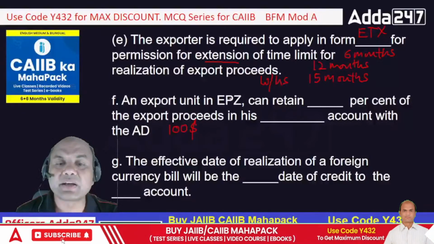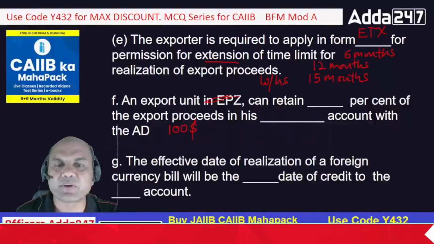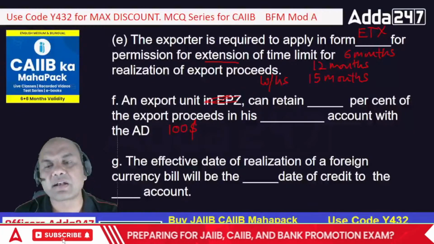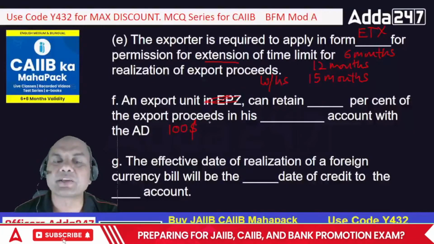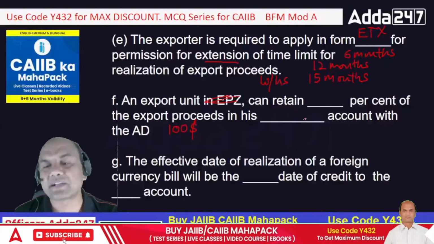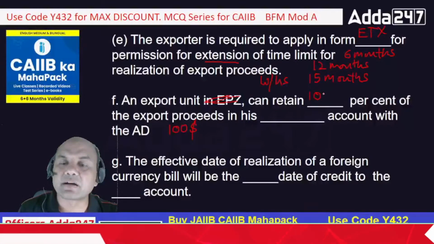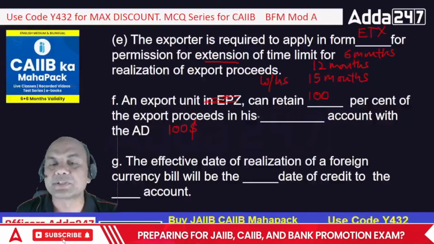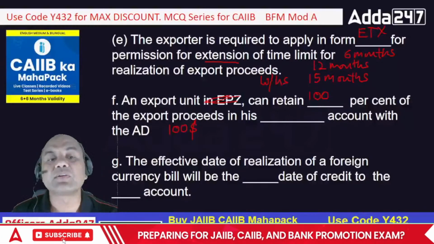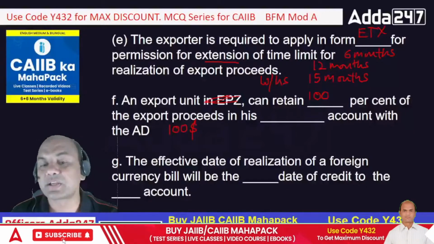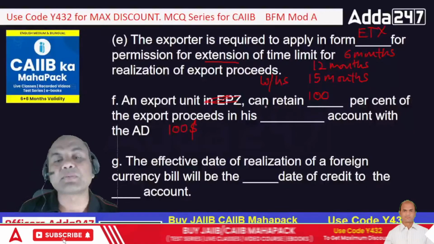An export unit can retain -% of the export proceeds in his dash account. So retain 100% of the export proceeds in his which account? You can keep it in a dollar account also, okay? So that dollar account is which type of account here?